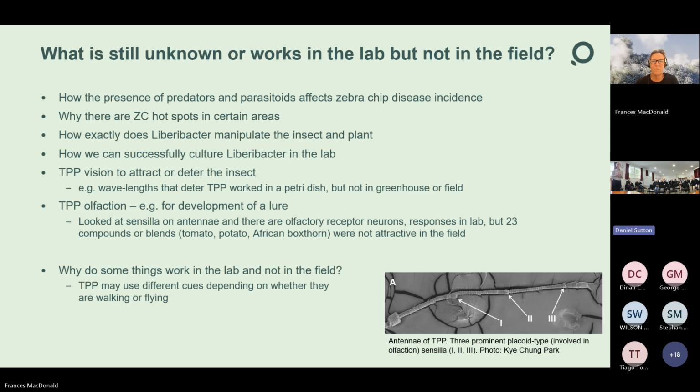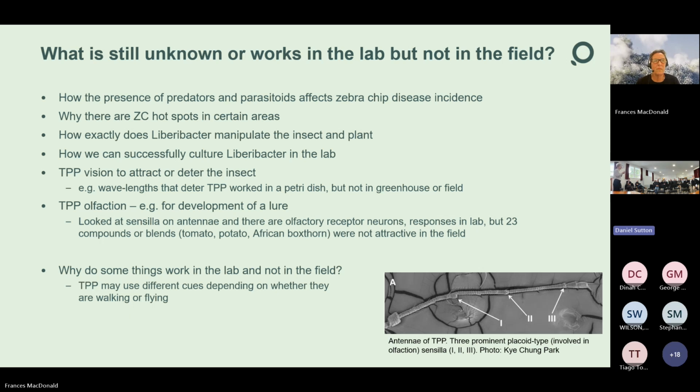We don't know how the presence of predators and parasitoids affects the zebra chip disease, or if there is a threshold or something like that where you go, okay, this is how it works. We don't know why there are zebra chip hotspots in certain areas within New Zealand. We don't know how exactly the Liberobacter manipulates the insect and the plant.